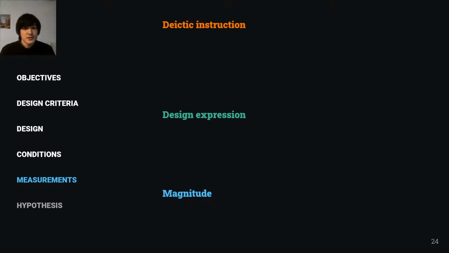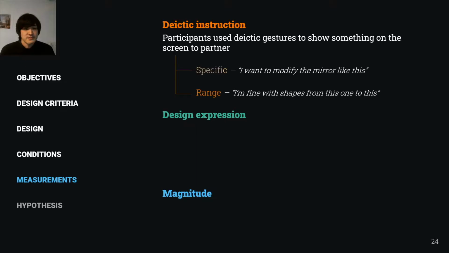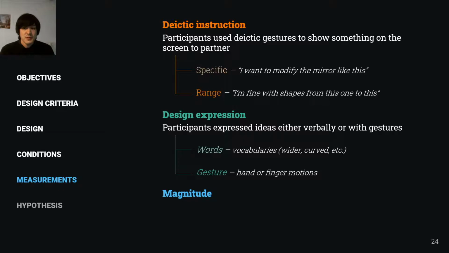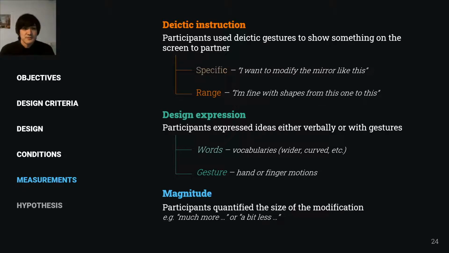There are 3 main categories. The first one is deictic interaction. This is counted when participants use deictic gestures to show something on the screen to the partner. We also divided it into 2 subgroups, pointing at only one specific shape or a range of shapes. The second one is design expression. This is counted when participants express a design that they want to make, either verbally or with gestures. The third one is magnitude. This is counted when participants quantify the size of the modification to the partner. Particularly, this event happened to the person watching the partner who is modifying the shape.